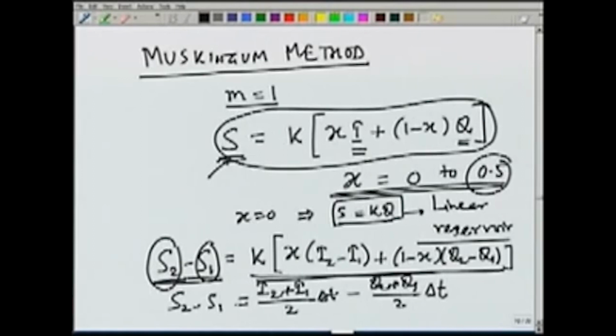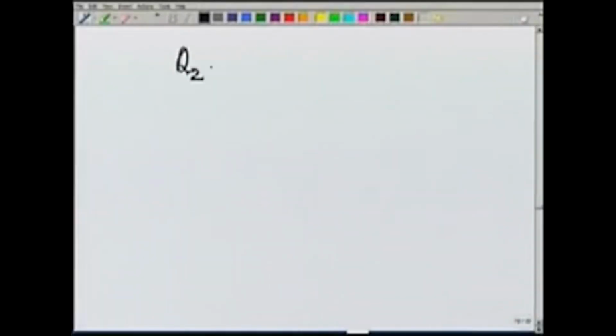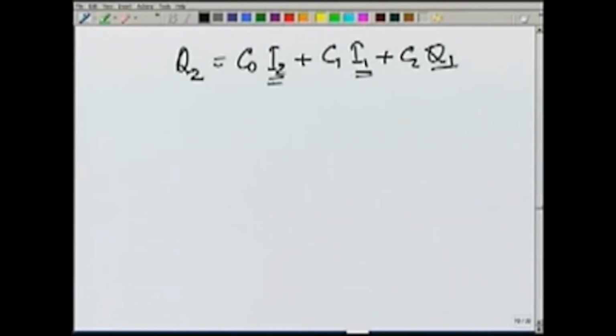So, we get two equations, one for S2 minus S1 from the continuity, one from the Muskingum relationship between S, I and Q, and using these two equations, equating them, we can write Q2, which is the unknown, in terms of the known quantities I2, I1 and Q1. So, I2 and I1 are known because I is known for all times, Q1 is known because at the beginning of the time step we assume that Q is known.